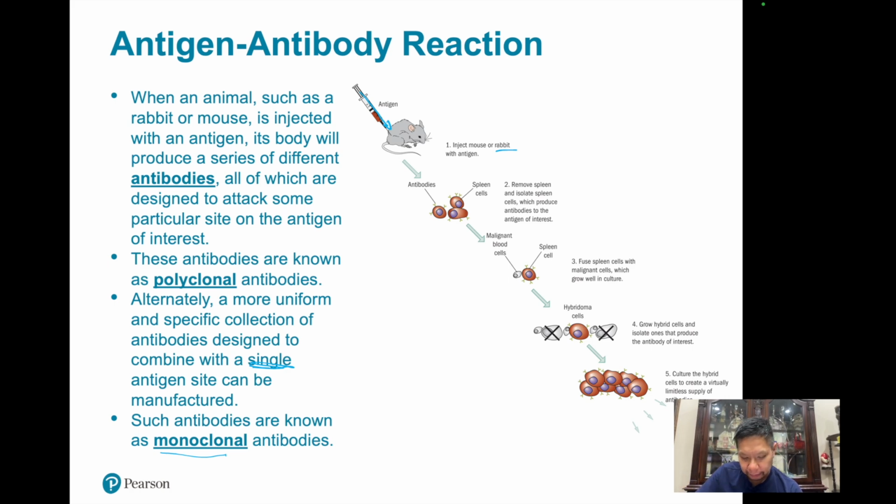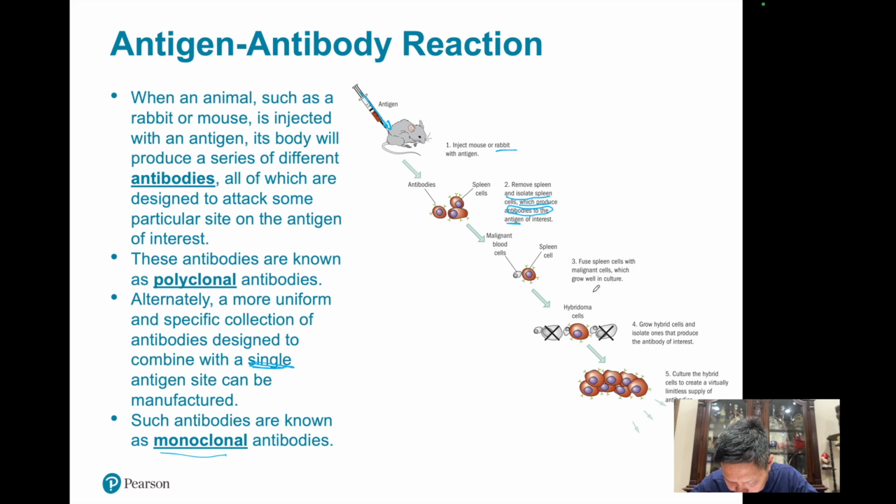And once that happens, what we can do is remove the spleen from the rabbit or the mouse and isolate the cells so that we can get the antibodies that are made because of the antigen that we injected.